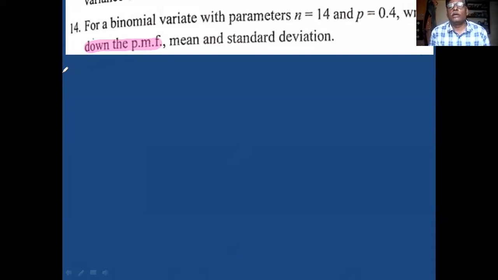Probability mass function means equation of binomial distribution. Remember this. Write the equation of the binomial distribution, that is what they are asking. First question. Second question is mean. Third question is standard deviation. Three questions asked. Okay. So in the given problem, what is n?